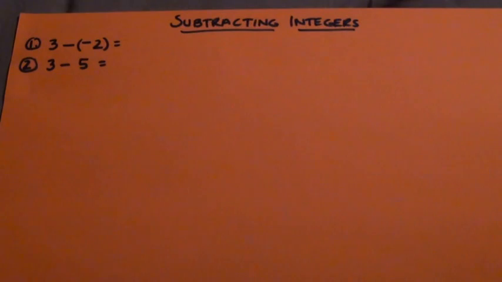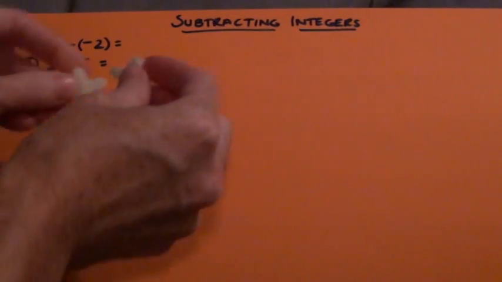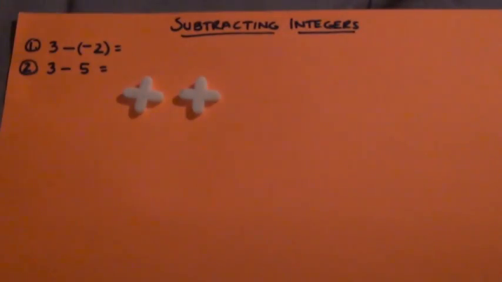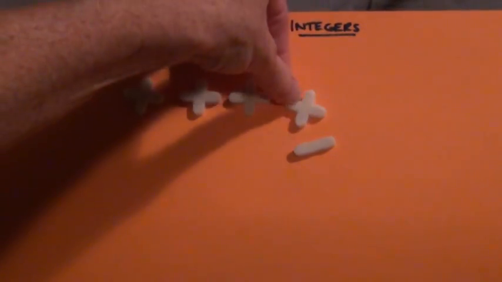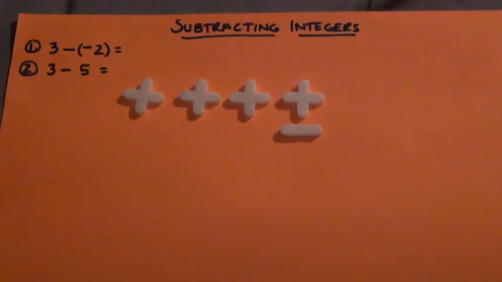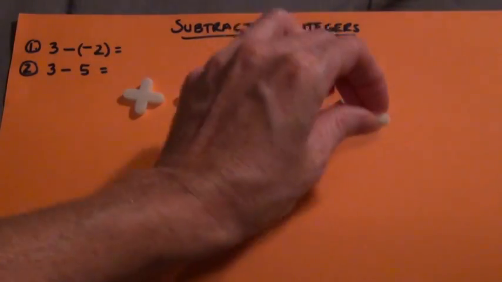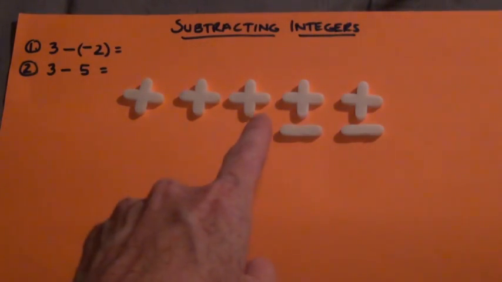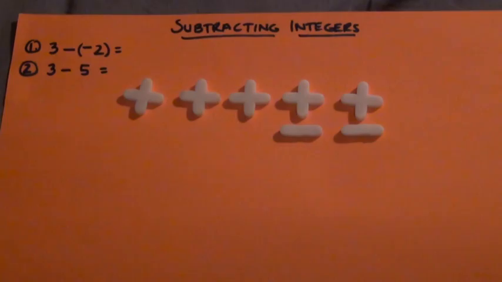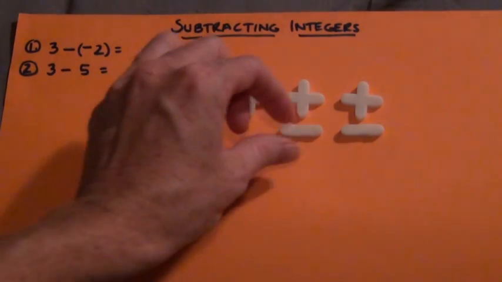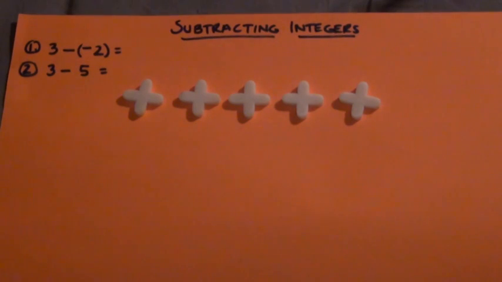Today we will be subtracting integers. First we will start with 3 minus negative 2. If I have 3 positives, I don't have 2 negatives to take away. So I have to bring in 0 pairs. I still have 3 positives because 0 pairs are just zeros. Now I can take away negative 2. So 3 minus a negative 2 equals positive 5.